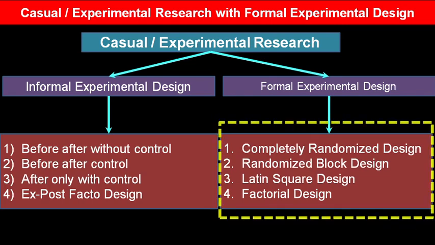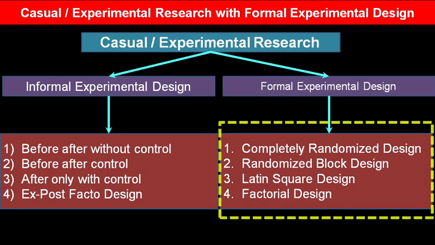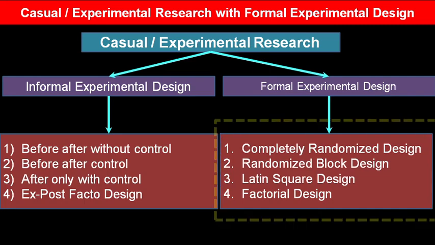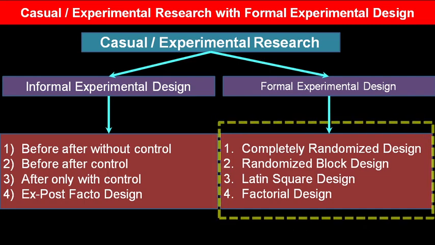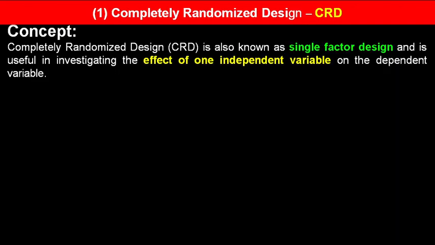Formal experimental design is of four types: completely randomized design, randomized block design, Latin square design, and factorial design. We will discuss these types in detail. The first type is completely randomized design.